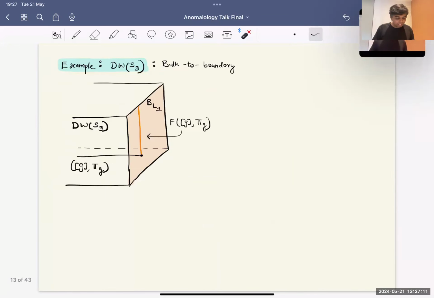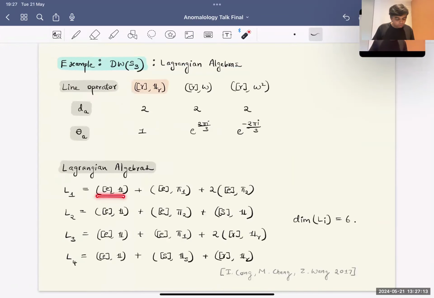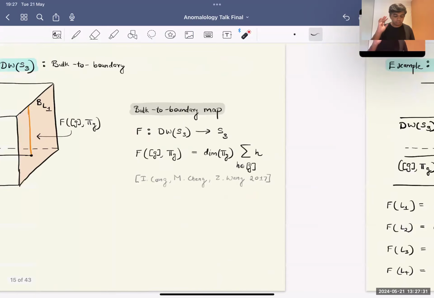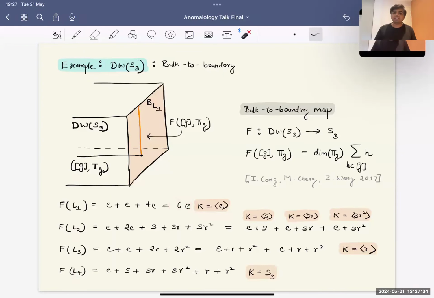So let us look back at L1. What was L1? L1 was E1, E pi 1, E pi 2. If you apply F to E1, you get E. If you apply F to E pi 1, you get E. If you apply F to 2 copies of this, you get 4 copies of E because you have 2 here and this representation is 2-dimensional. So that is why you get 6 copies of E as the outcome when you apply F. And these numbers are actually important. That's why I'm writing down all 6 copies of E, even though F acting on each of them is just some copies of E. It is important to keep track of this number 6, as we will see.